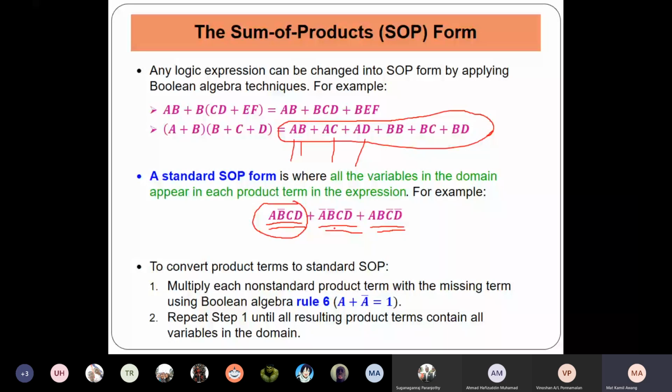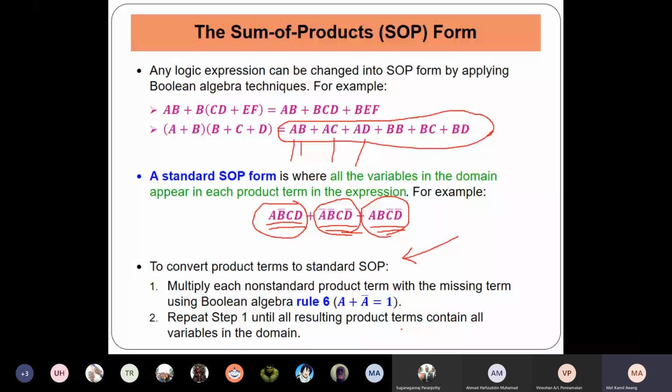So how are we going to convert this? So this is the process of conversion, to convert product terms to standard SOP. Basically, you use rule number 6 first. Multiply each non-standard product term with the missing terms using Boolean algebra rule 6: A plus A bar equals 1. Then you repeat step 1 until all resulting product terms contain all variables in the domain.